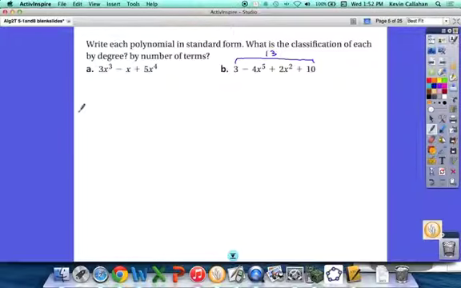So this one in standard form would have looked like 5x to the 4th plus 3x to the 3rd minus x. Okay, and classify it. Quartic. And how many terms? Quartic trinomial. Highest degree term is 4.